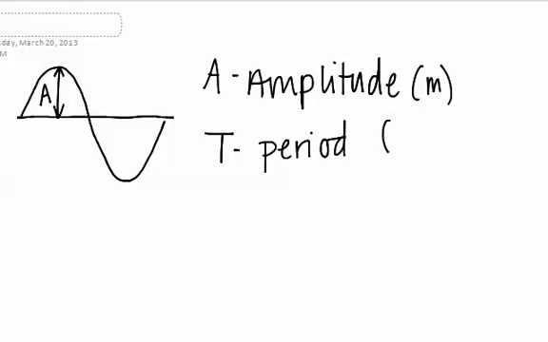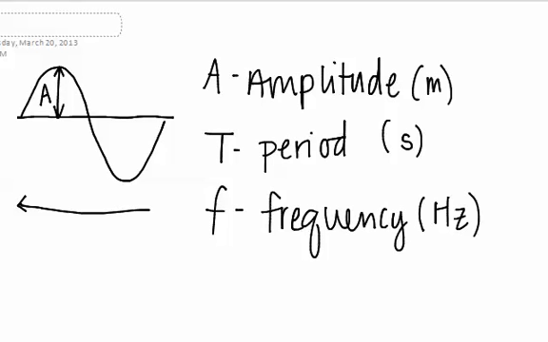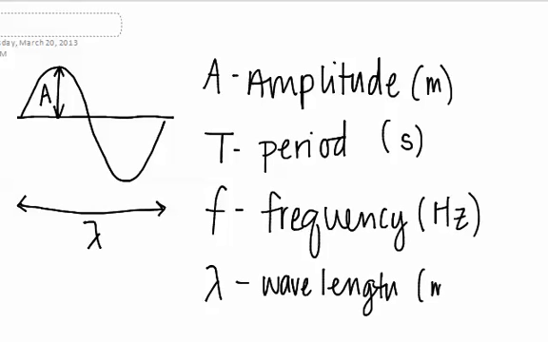And you said we could also measure the period. And that would be measured in what unit? Seconds. And you said we could measure the frequency. And frequency would be measured in hertz, right? What else did you say we could measure? The velocity, but also the wavelength. And the symbol for the wavelength is like an upside down Y. It's called a lambda. And wavelength would also be in meters.